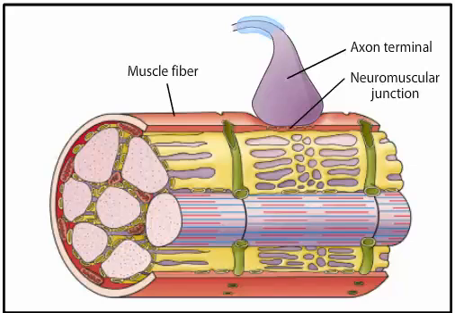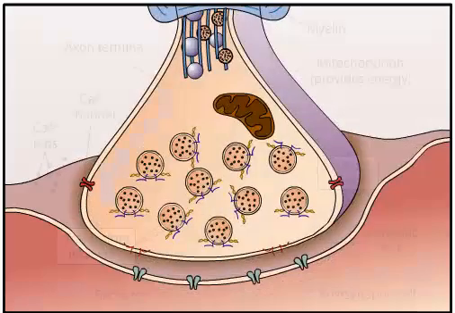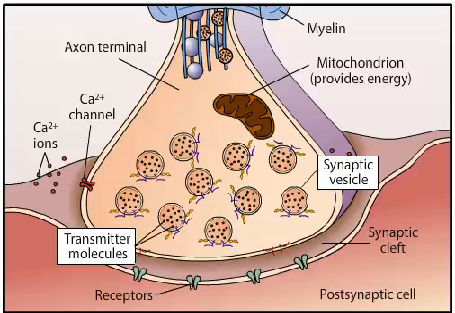Synaptic transmission begins when the nerve impulse reaches the presynaptic axon terminal. Depolarization of the presynaptic membrane initiates the sequence of events leading to transmitter release and activation of receptors on the postsynaptic membrane. Shown here are the principal molecules and organelles necessary for release of neurotransmitter.